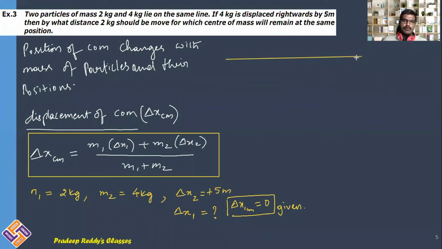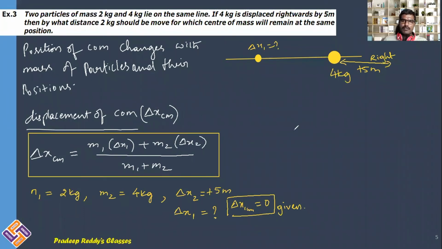I am considering two masses here. One is 2 kg and the other one is 4 kg. 2 kg and 4 kg. This is 4 kg. 4 kg is displaced by a distance of 5 meter right side. As it is moving right side, therefore I am taking it as plus 5. If it is moving left side, I should take it as minus. Now I want to find out delta x1 is equal to how much, such that delta xcm is equal to 0.